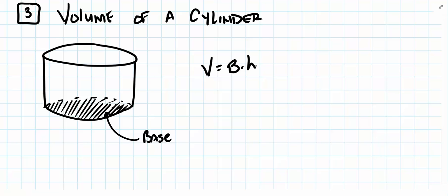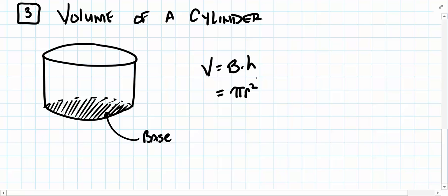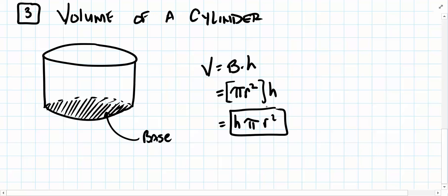Well, what's the area of the base? It's a circle. Do we know the area of a circle? Yeah, it's just pi r squared, right? And then multiply that times the height. So you could write it as h pi r squared. That's our total volume. H pi r squared.